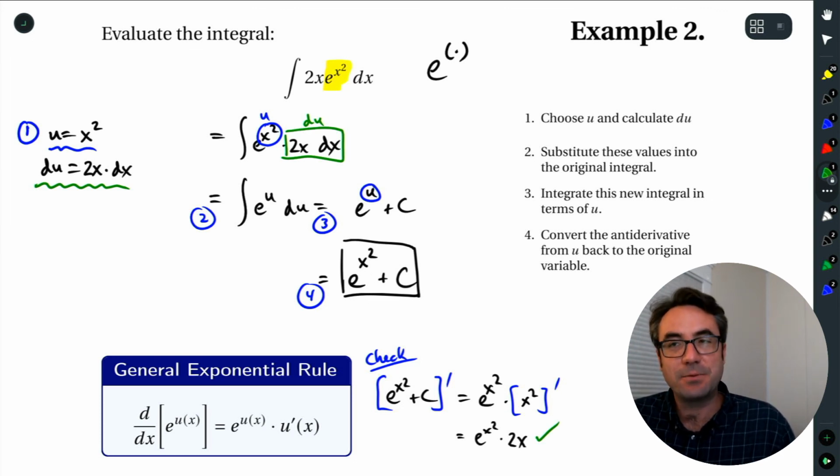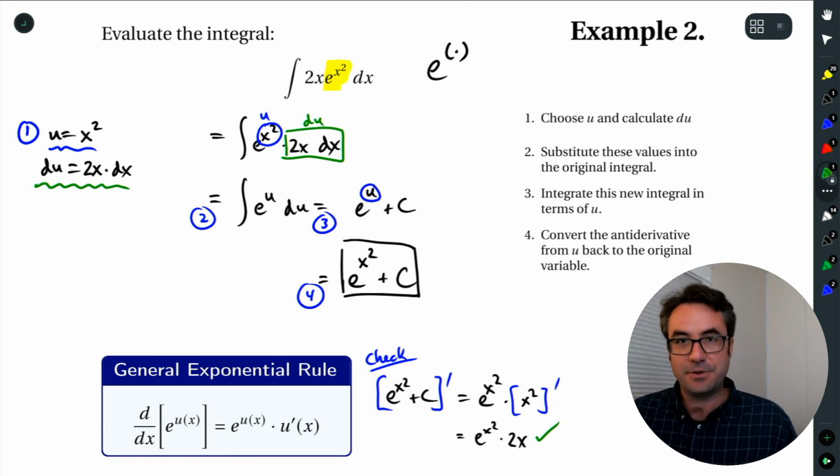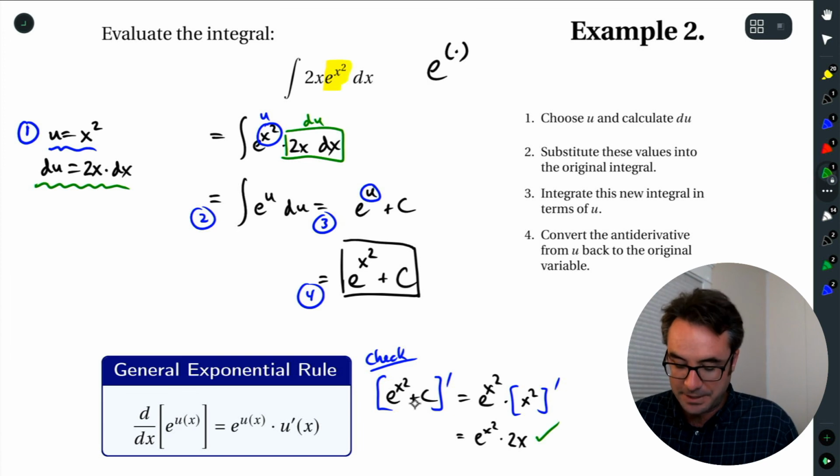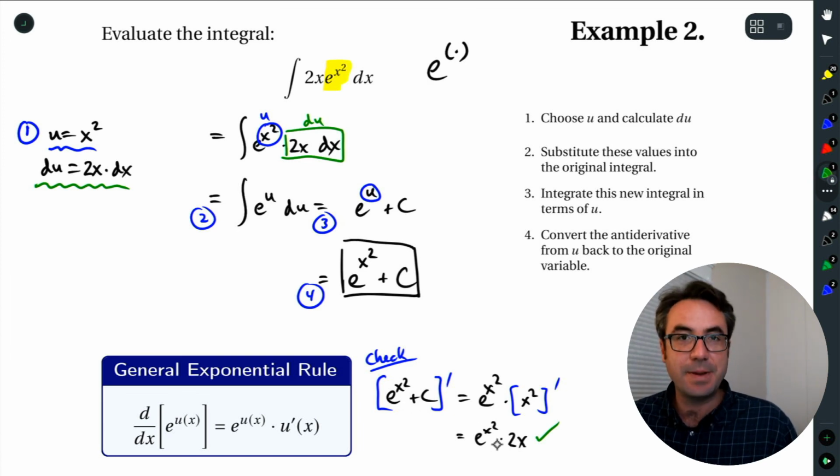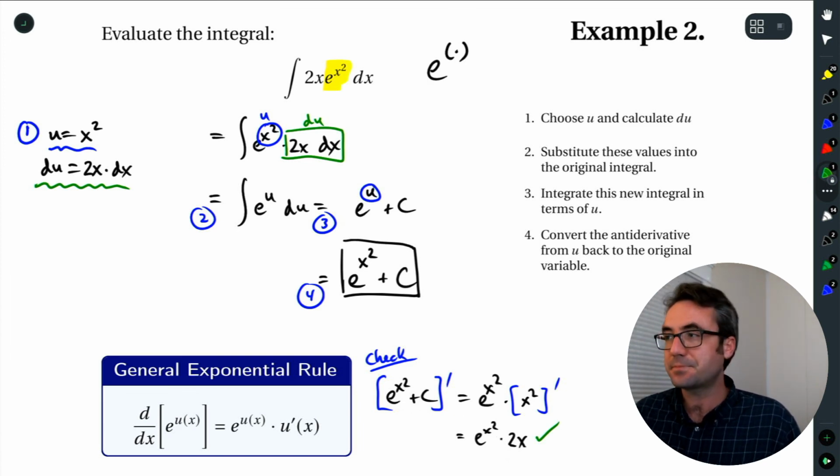So just keep this in mind. We're not going to do this every single time, but if you get an answer and you're not sure, you can always check your work by differentiating your answer, and you should get back to the original function. All right, so we're going to try some more examples like this.